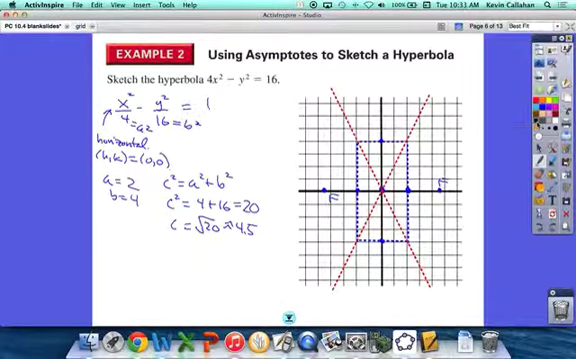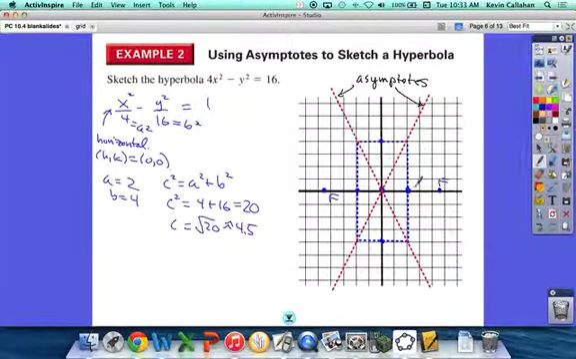So let me write this in a different color. The diagonals of that box are asymptotes for each branch of the hyperbola. These are asymptotes. And we know what an asymptote is: it's a line on the graph that the equation's graph is going to approach, but it's not going to touch.